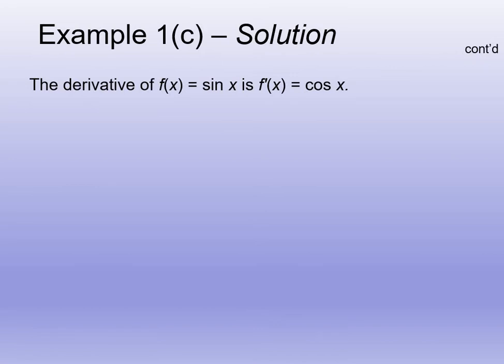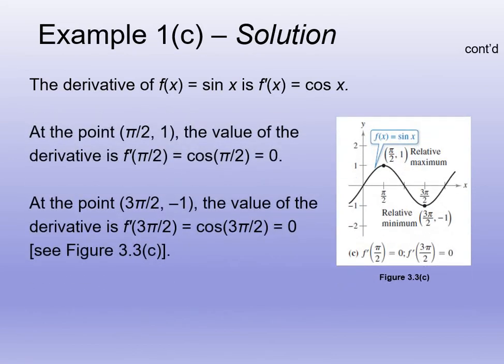All right, so let's look at the last one. The original function is f of x equals sine of x. The derivative, f prime of x, equals cosine of x. So we have to find out, when is cosine equal to 0?